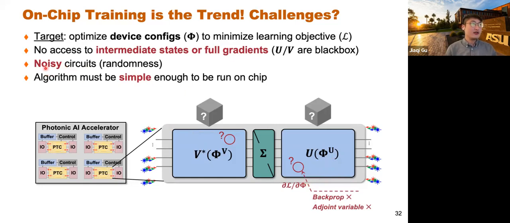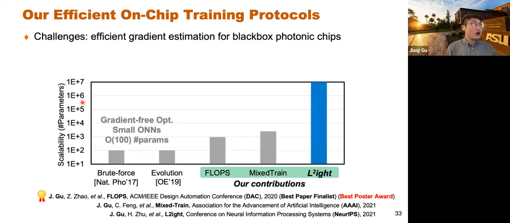And also the circuit itself is very noisy. So every time you forward a circuit, you get different results. The randomness can easily cause divergence. And also, on-chip training requires the algorithm to be very efficient, very lightweight. You cannot have a very complicated algorithm. Otherwise, it's not even implementable on this photonic AI edge accelerator. So with all those constraints, previously people used gradient-free optimization based on genetic algorithms. You can see it's not very scalable. You can only train 100 different devices.